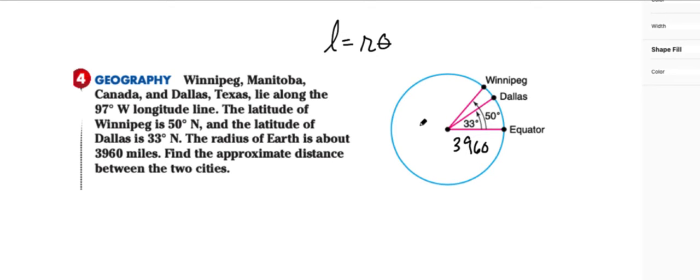And so you can see we have a setup just like we had last time. We're trying to find the approximate distance between them. So what we're trying to find, honestly, is this distance right here.